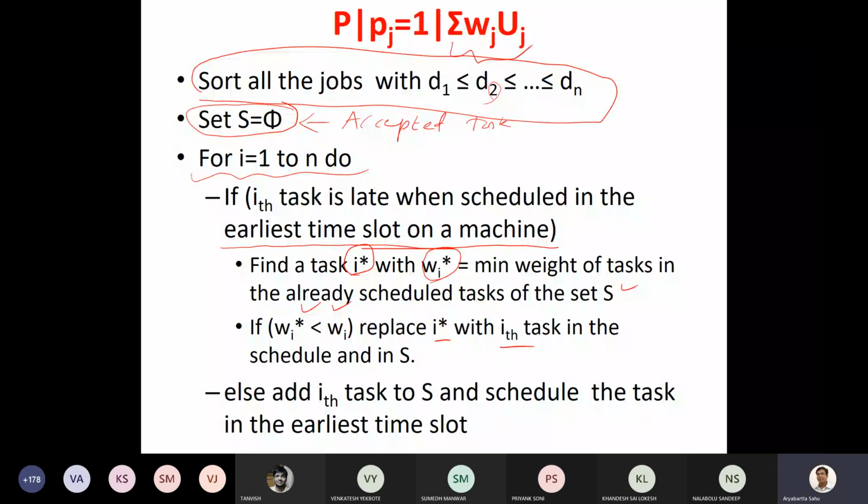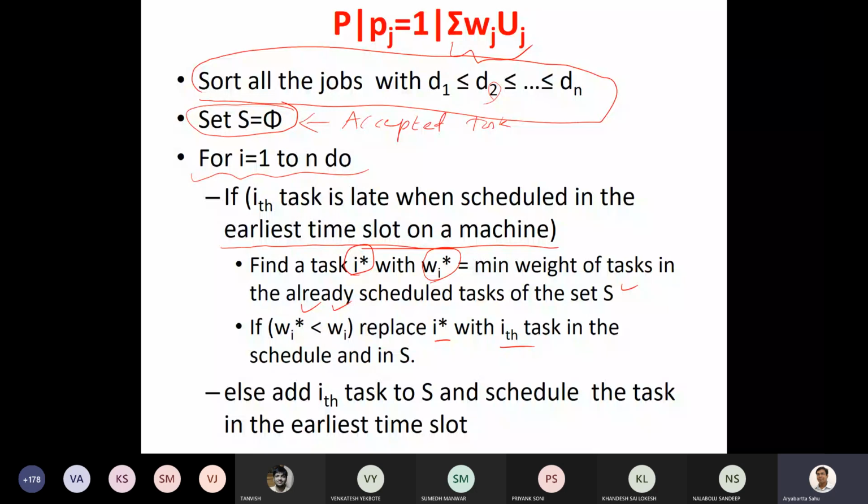Is this clear? Or do you have any questions? Sir, are we sure that just taking out one task will be enough? It might be possible to take an arbitrary number of tasks. No. Whichever is the minimum weight task we are taking. So in this case, W i star is the minimum weight of tasks. Only one task, because we want to schedule one after another.